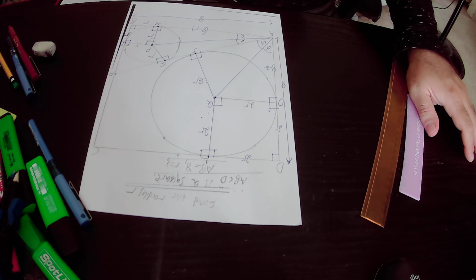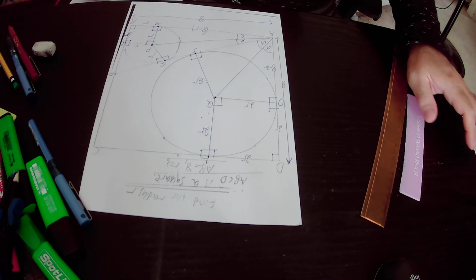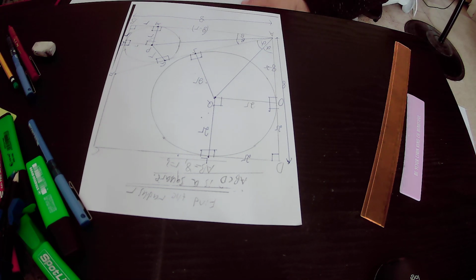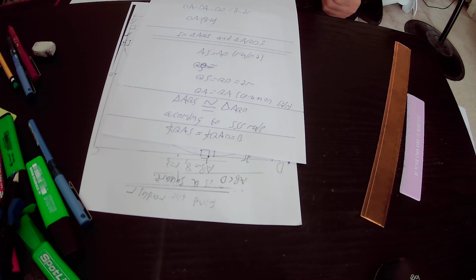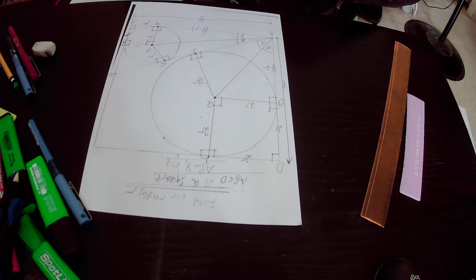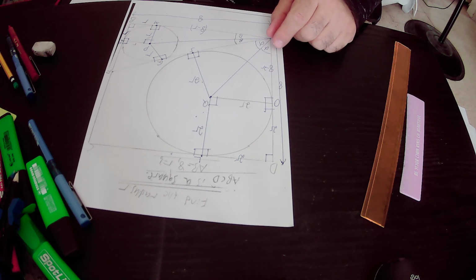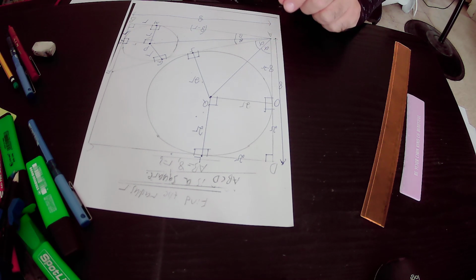So I'll write it down. Angle QAS is equal to angle QAO, and both angles are equal to alpha according to our definition. Thus, both angles are equal to each other, they are both equal to alpha according to our definition.